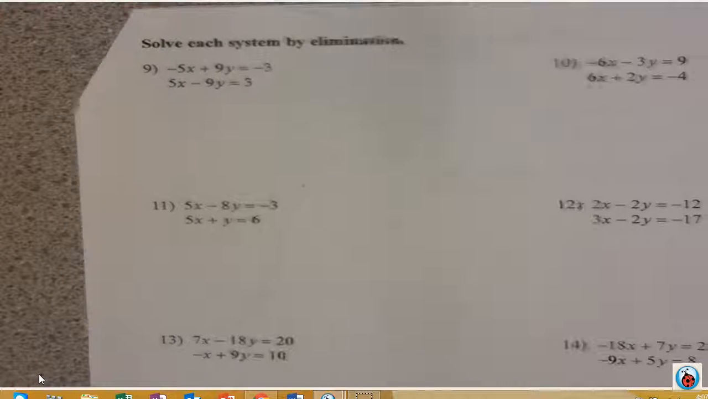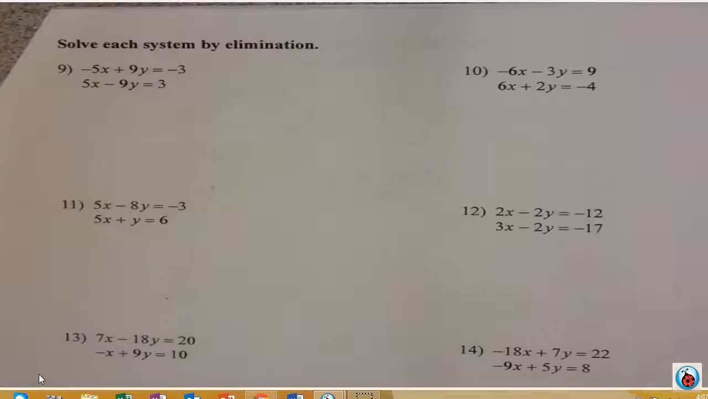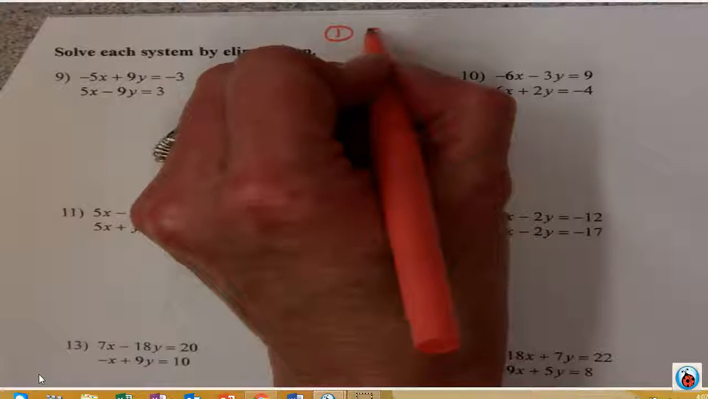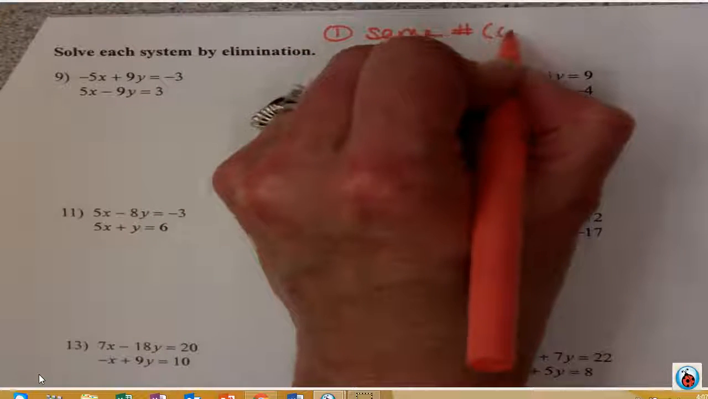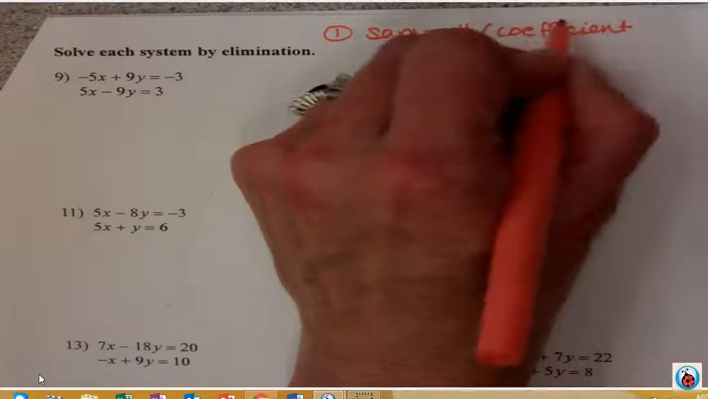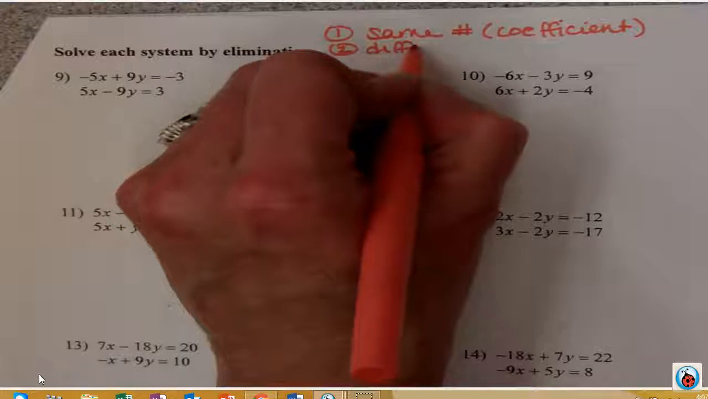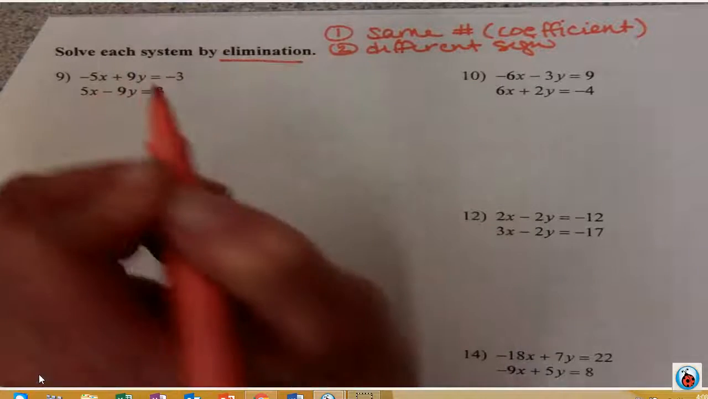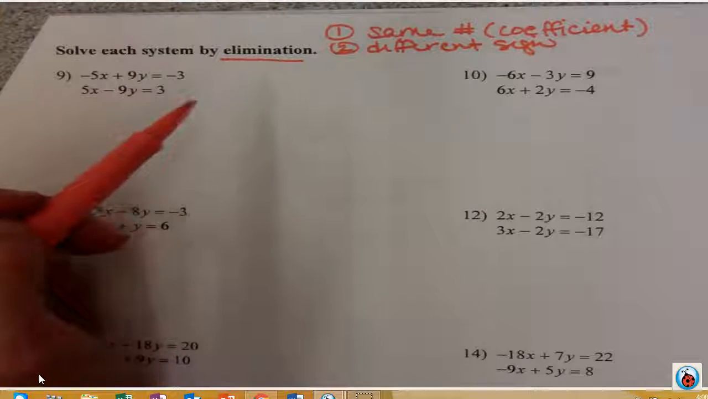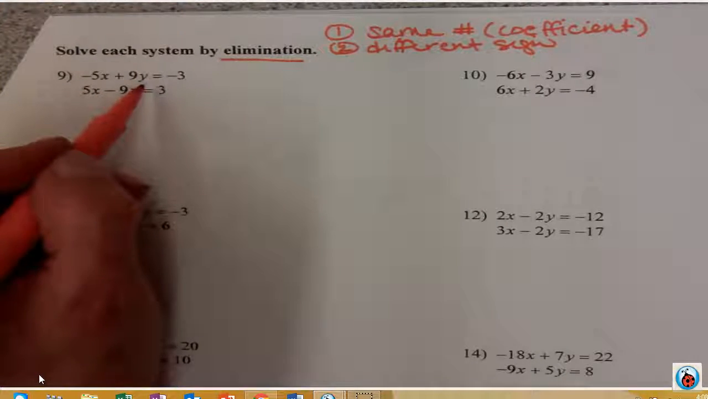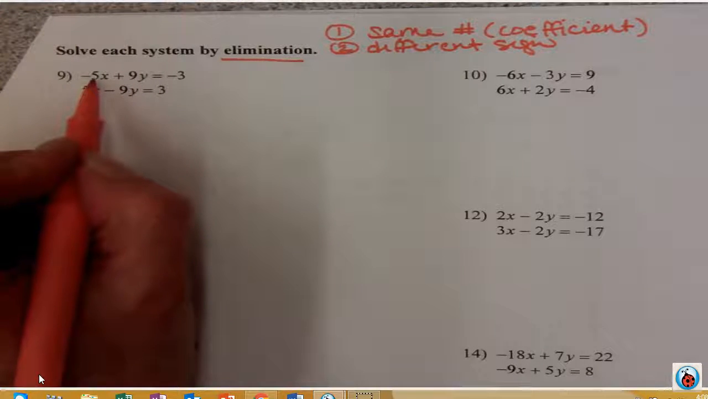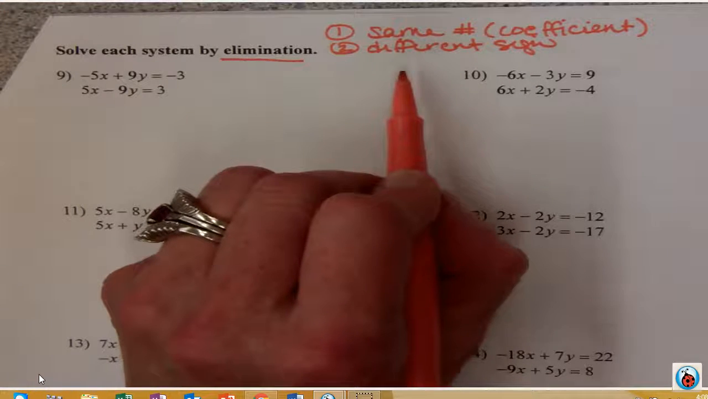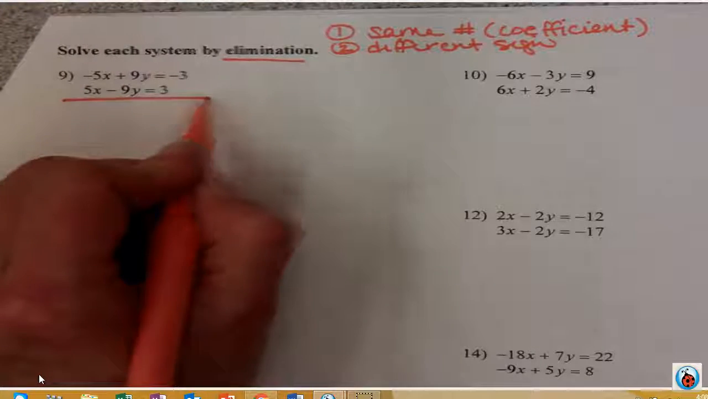Let's do some elimination. When we are looking at elimination, the first thing we do is look to see, is there a variable with the same number or coefficient, and does it have a different sign? Why are we doing that? We are trying to eliminate, to get rid of one of the variables, either the x or the y. So we look at this and we see, oh, 5 in front of x, 5 in front of x. This is negative, this is positive. Same number, 5. Different sign, positive, negative. Perfect. Then you're going to add them together.